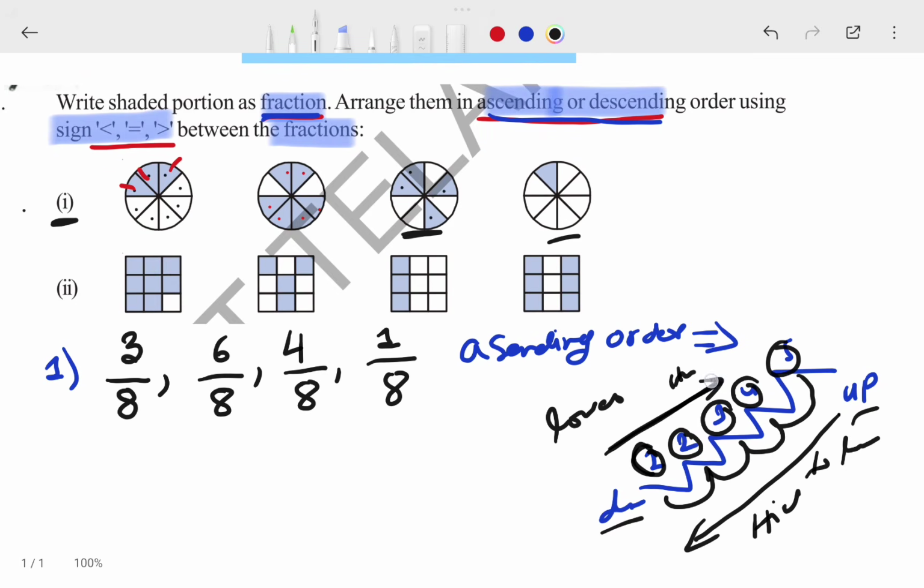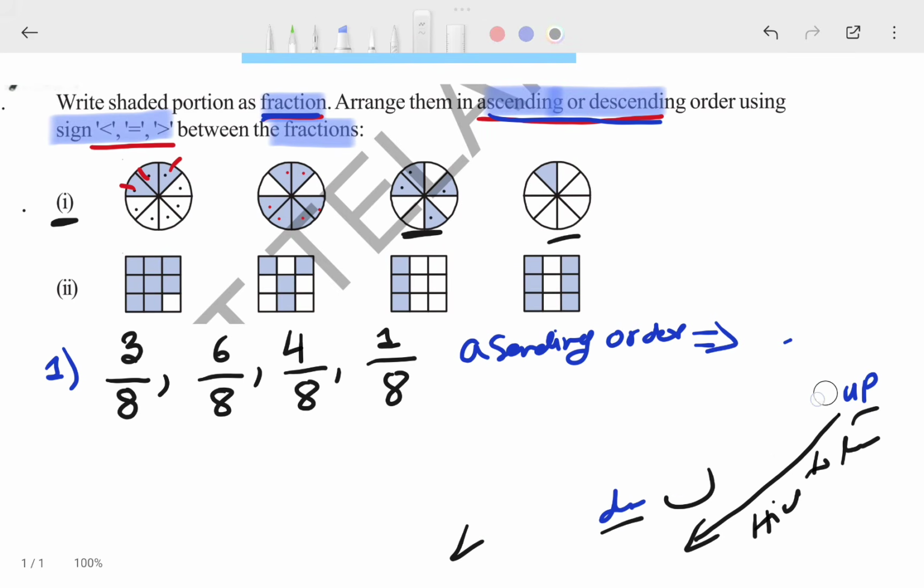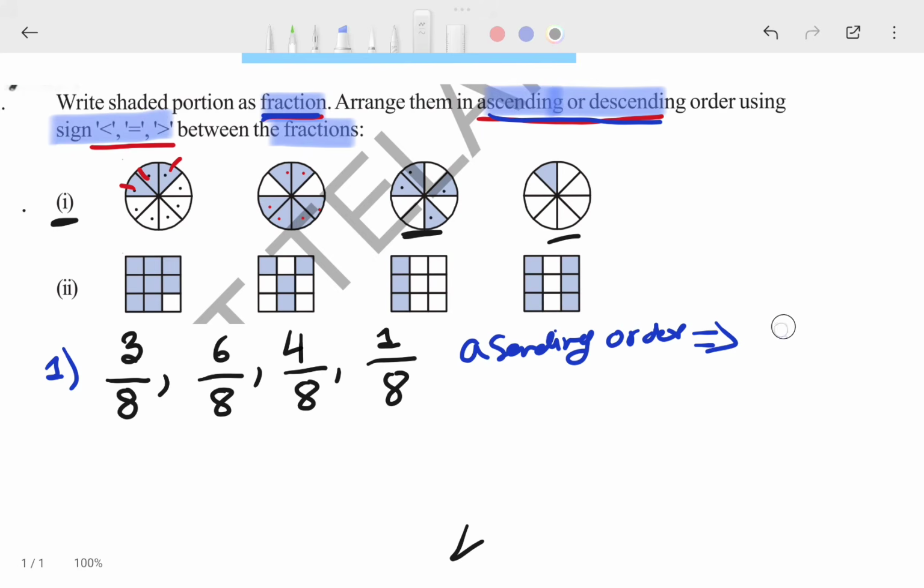Okay, ascending means going up, like your stairs in your house. So ascending means going up, from a small to a big number, and descending means coming down from a bigger number to a smaller number. So generally this is what we mean by ascending and descending order. I hope you understand this one.